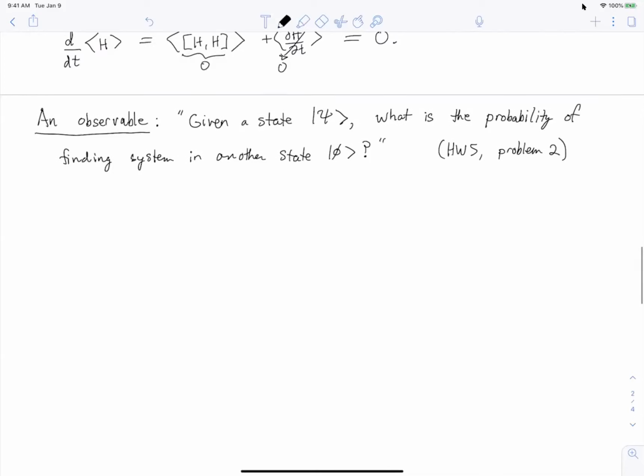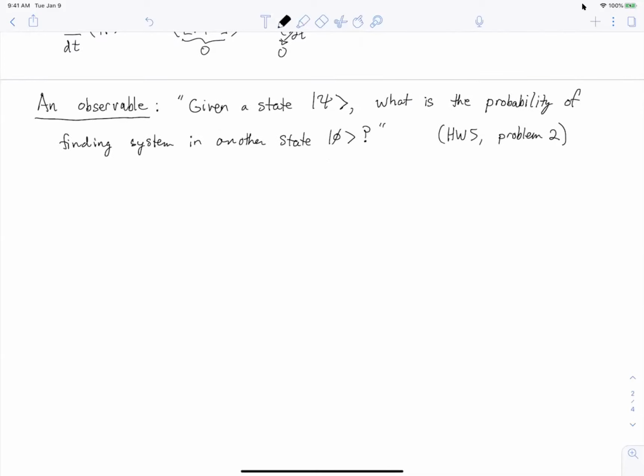Okay, and so given the fact that this is a physically sensible question, there should be an observable that corresponds to it. And here is the observable that corresponds to this question. It's just the projection operator for the state phi that we're asking the question about. Okay, so the projection operator, we're going to assume that both states are normalized. If they're not, then you have to go ahead and normalize them.